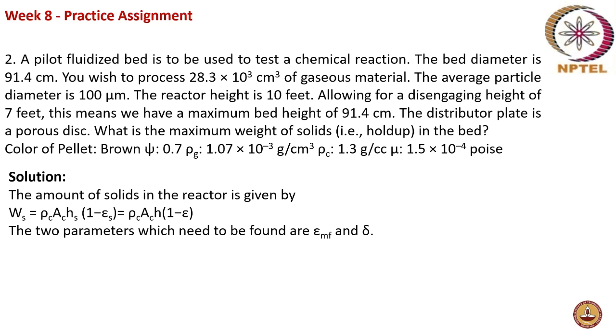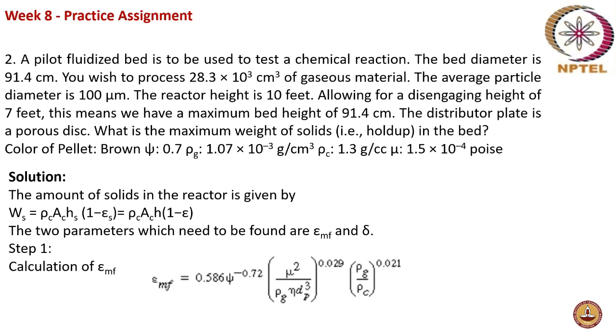So in order to find that out, what are the parameters you need? Now step 1, the foremost thing we have to calculate is the porosity of the bed for minimum fluidization. The equation for porosity of the bed at minimum fluidization is 0.586 into psi power minus 0.72, multiplied by mu square by rho g into eta into dp cubed, the whole power 0.029, into rho g by rho c power 0.021.